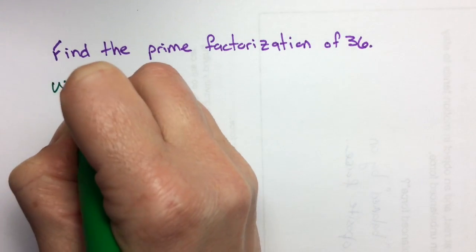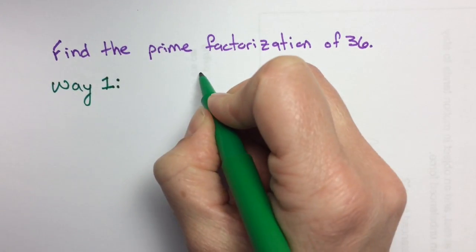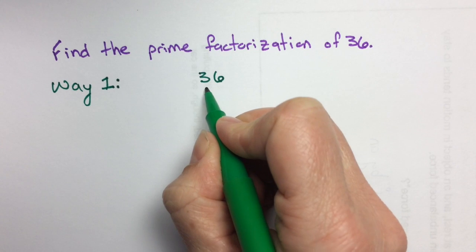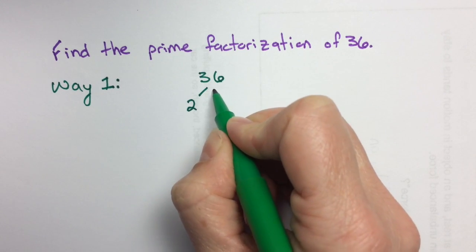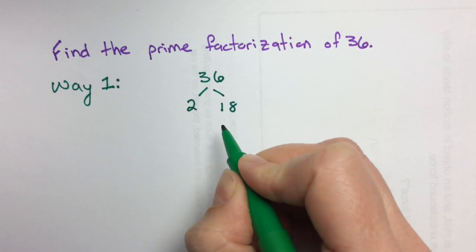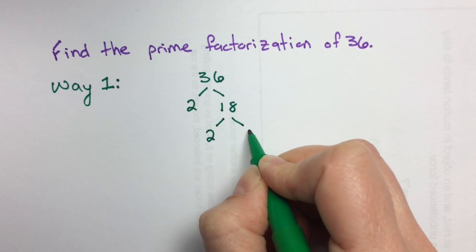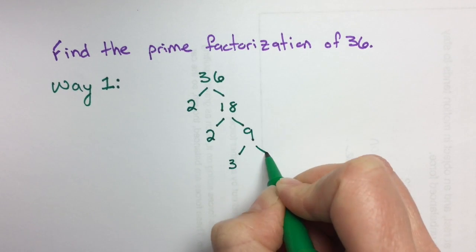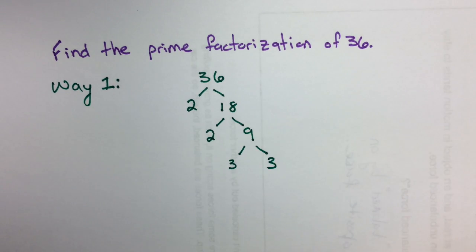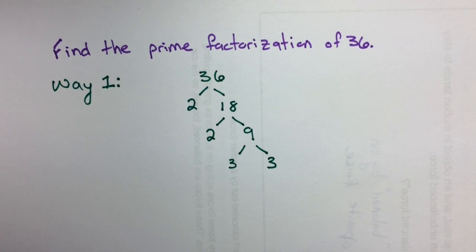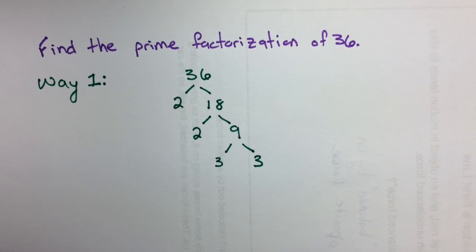First, I'm going to look at the 36 and notice that it's even. So I'm going to factor out a 2. That leaves me with an 18. 18 is also even, so I can factor out 2 again, leaving me with 9, which factors into 3 and 3. Now the branches of my factor tree are all prime numbers, so I'm done. And I know that the prime factorization of 36 is 2 times 2 times 3 times 3, or 2 2's and 2 3's.